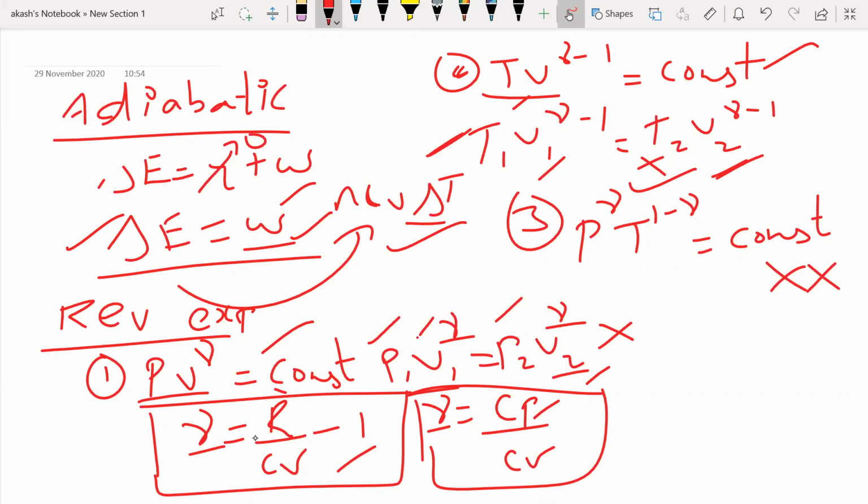Sir, I have a doubt. Sir, shouldn't gamma be R by CV plus 1? Once again. CV plus R. No, correct. Yeah, yeah. I'm really sorry. Yes, thank you. It's actually R by CV plus 1. Thank you. Yeah, it's R by CV plus 1. So if I substitute it, it will be CV plus R. Yeah, absolutely true. Correct. Yes. Right. So gamma is R by CV plus 1.